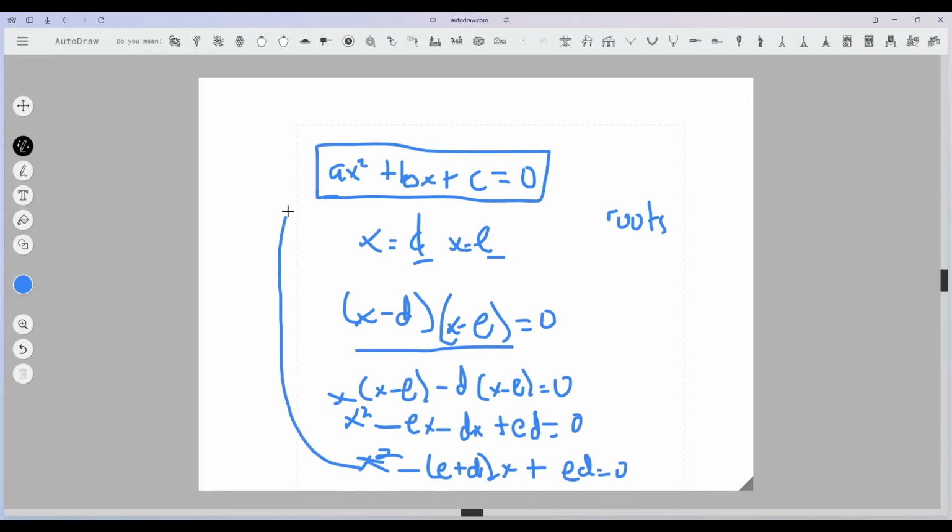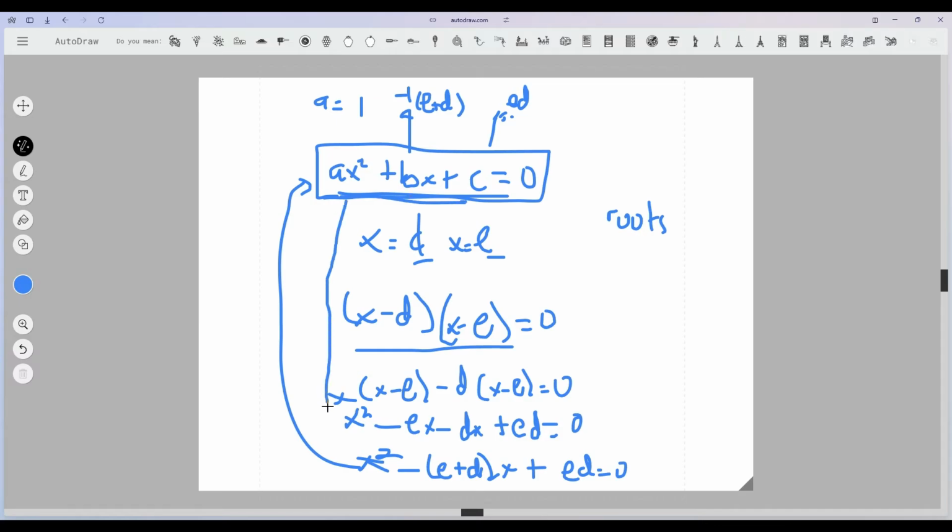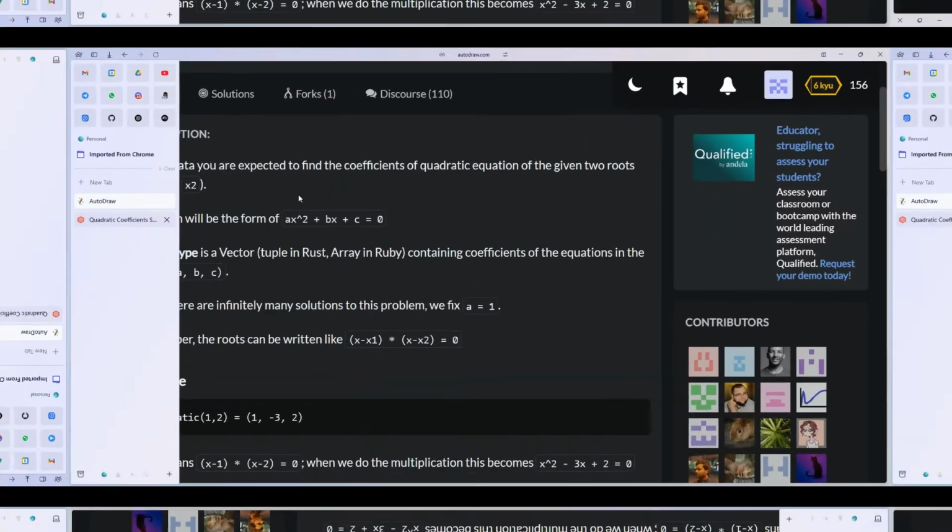Now this final solution is the same as this, right? So meaning that the first coefficient of our quadratic equation, which is the a, is equal to 1. Then the b is equal to the sum of the roots times -1, and then the c is equal to the product of the roots. So basically, there's a relation between this and the roots of the equation. That's the whole idea, and that's what this kata is all about.